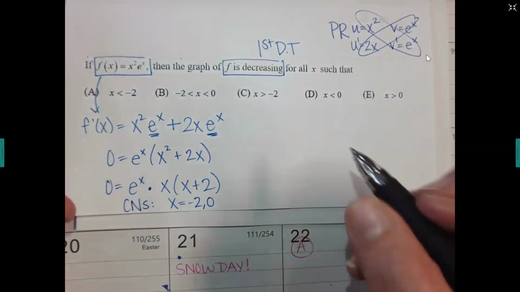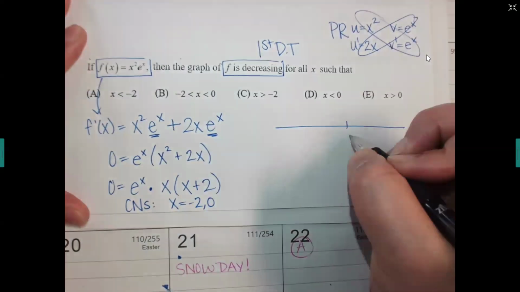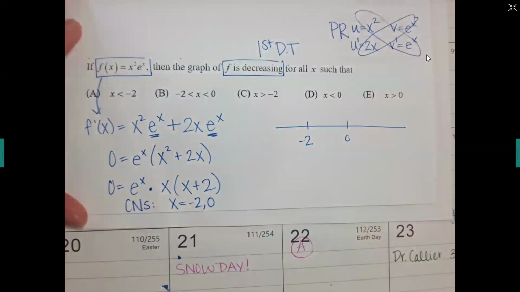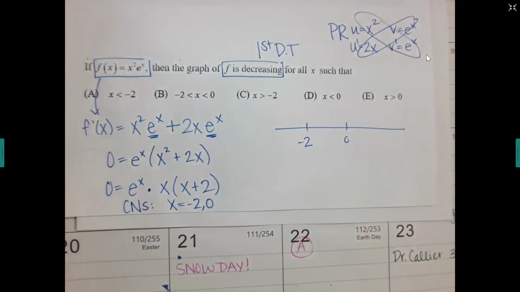Okay, set up your number line. Remember, if we want decreasing, we're looking for the pockets of the number line that come out negative. So let's say we pick bigger than 0, let's pick a 1. 1 plus 2, positive. 1, positive.